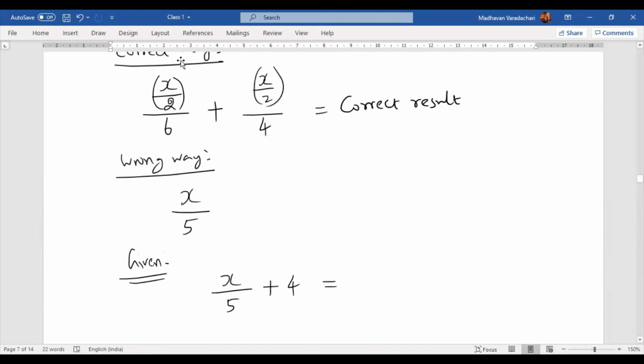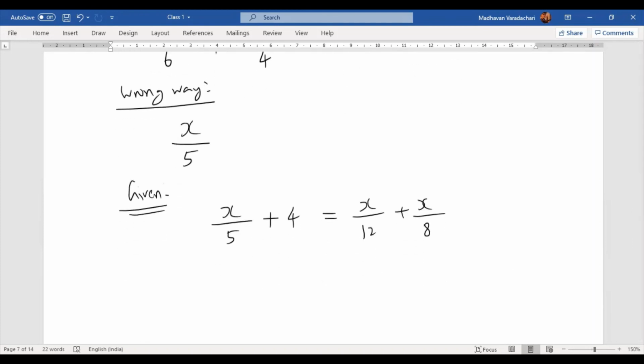What is the correct result? This is the correct result: x by 2 divided by 6, which I can write as x by 12, plus x by 2 divided by 4, which I can write as x by 8. Now, with this, you have to find out what x is. So let us take the LCM of these two. It is 24. So here it is 2 times, so 2x. Here it is 3 times, so 3x. So I can rewrite this as 5x by 24.